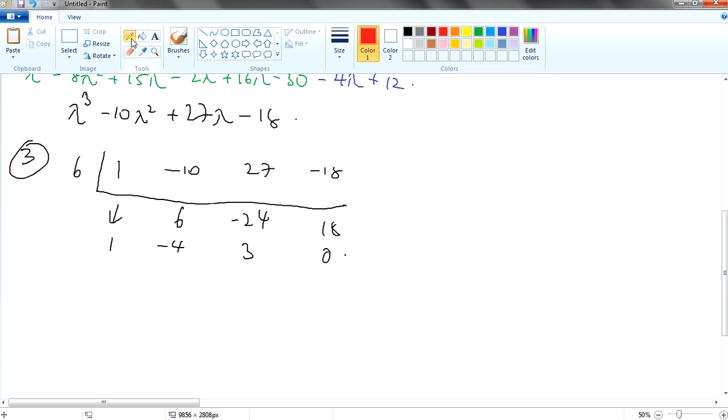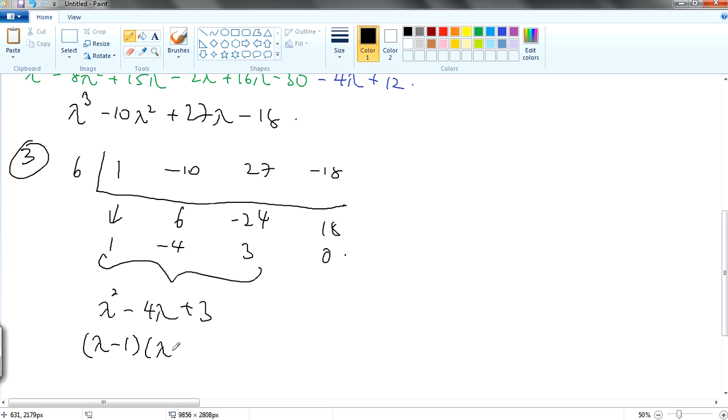So, once you get this, what you do is write this thing. You decompose it into a lower order. Therefore this is lambda squared, coefficient 1, lambda squared minus 4 lambda plus 3. And then you just decompose it again, so you will have lambda minus 1 and lambda minus 3.